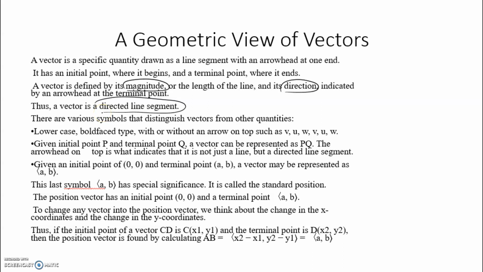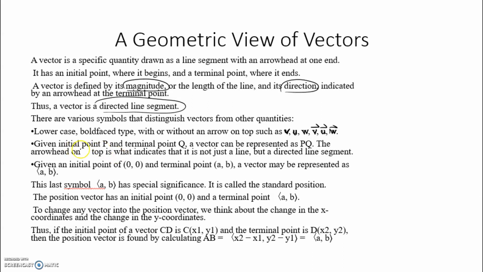To write a vector, it could either be a lowercase boldface type with or without an arrow. If these were bolded, that means that you are talking about a vector. And if they have an arrow on top like this, that is also saying, hey, this is a vector.